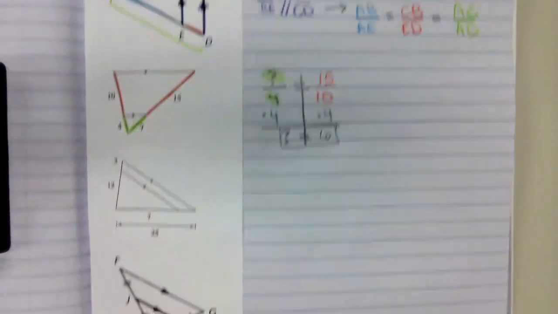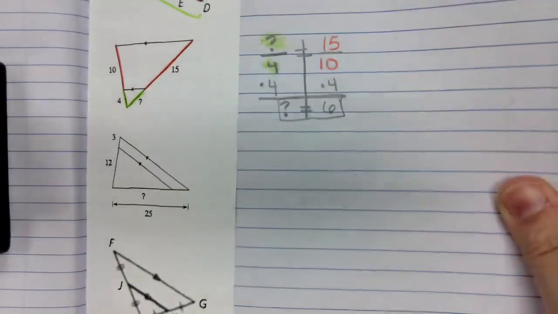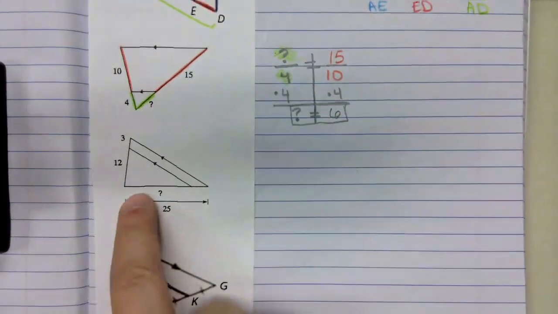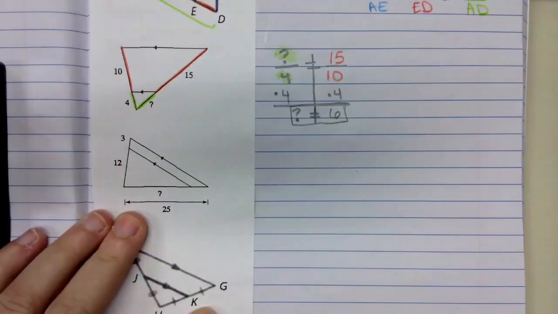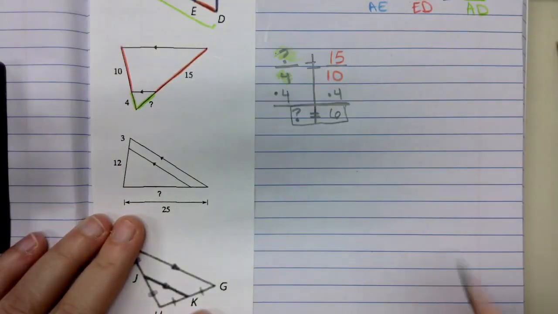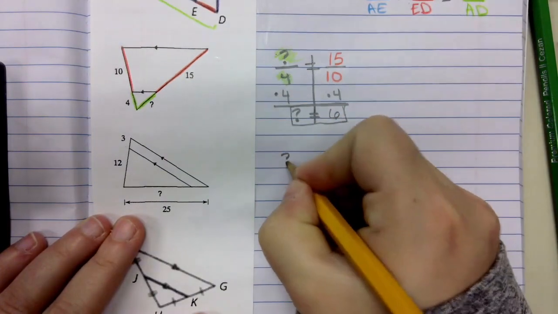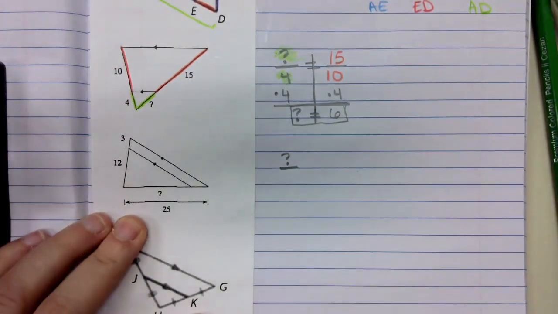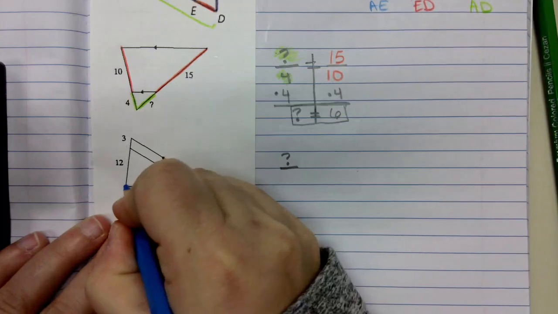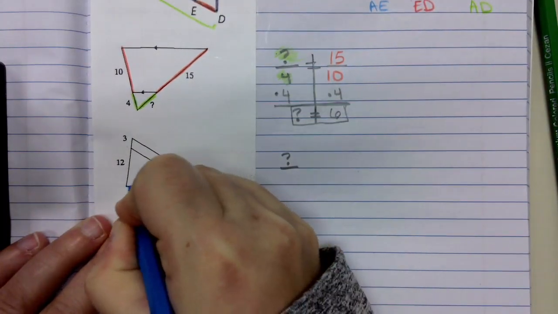Alright, let's go to the next one. So again, we're trying to find this question mark, this length here. So again, I'm going to start with my question mark. Doesn't matter which color if you're doing colors, but I want to compare that to the similar part on the other side. So this question mark, I'm going to compare to this 12.